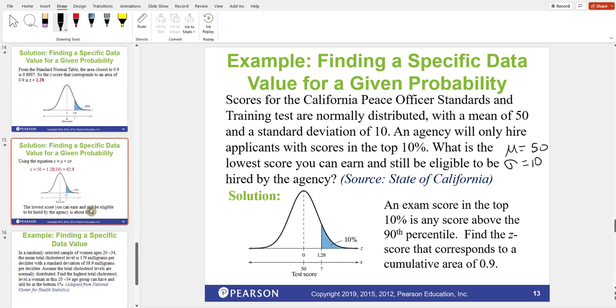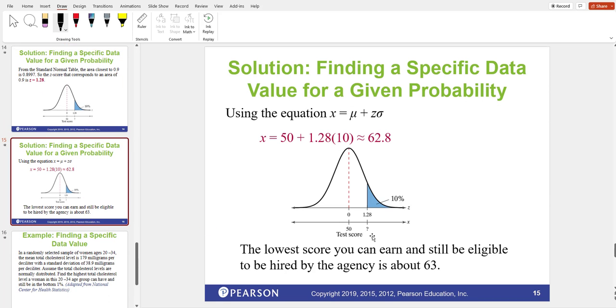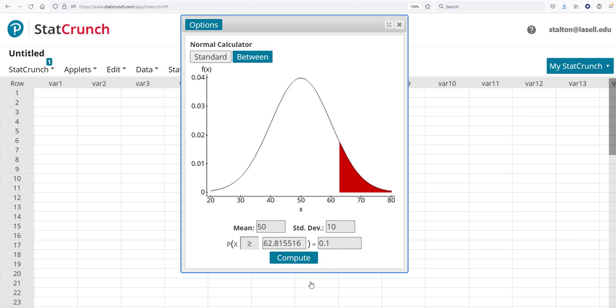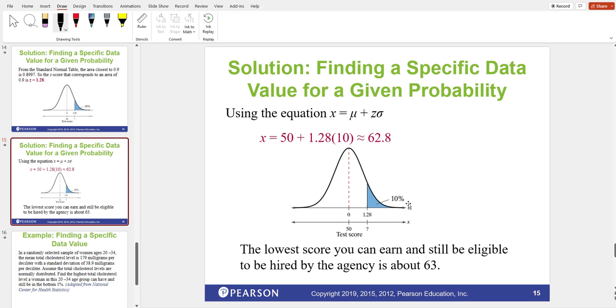Okay, so if we go down, the lowest score you can earn and still be eligible to be hired by the agency is 63. I just rounded. Now I think it says 62.8 here, and ours is, okay, it's the same answer, 62.8, so 63.